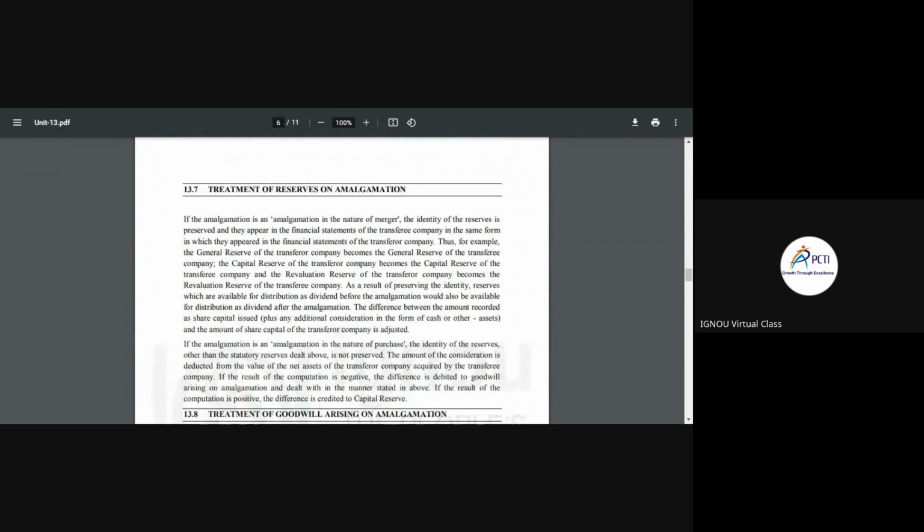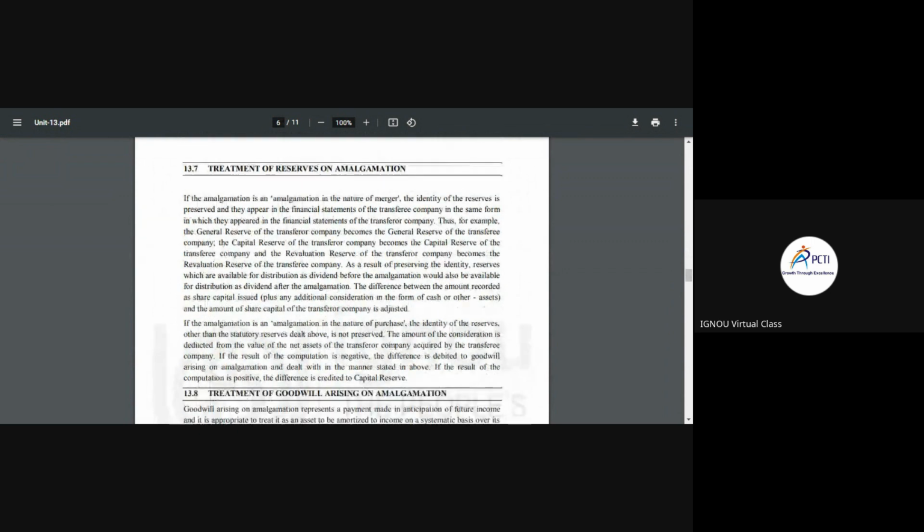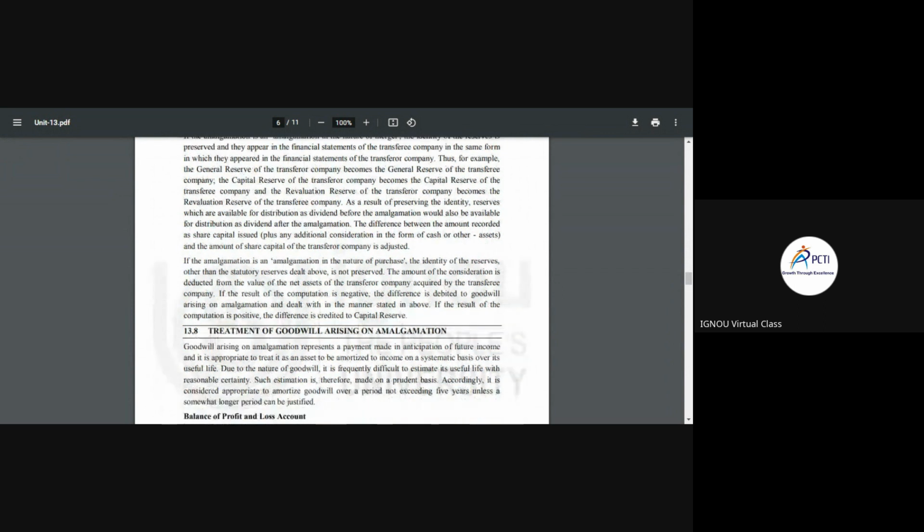Next one is treatment of reserves on amalgamation. At the time of amalgamation, the reserves will be added if there is any, and we need to check whether they are prior to the amalgamation or post the amalgamation, and which company is having how much reserve. According to that, we will treat it.